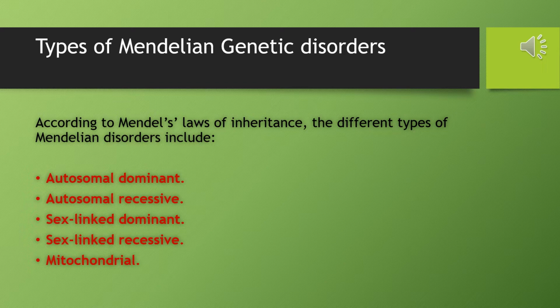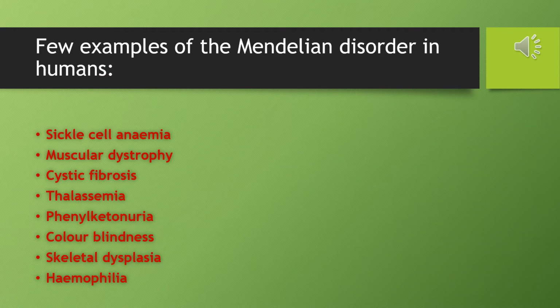Mitochondria is a part of a cell or a cell organelle which is known as the powerhouse of the cell. A few examples of the Mendelian disorders in humans are sickle cell anemia, muscular dystrophy, cystic fibrosis, thalassemia, phenylketonuria, color blindness, skeletal dysplasia, hemophilia.